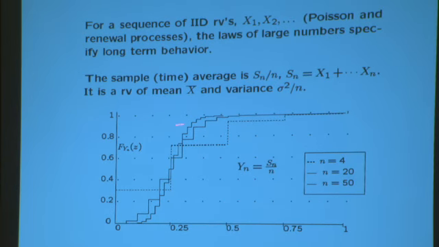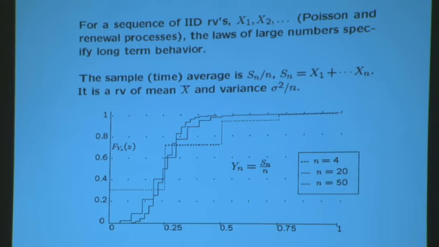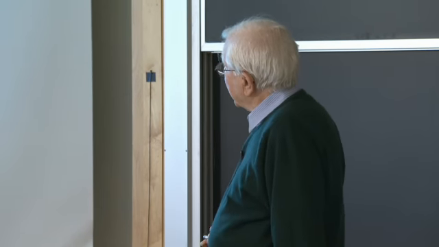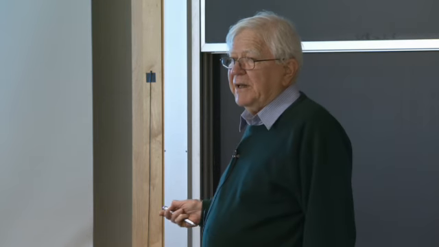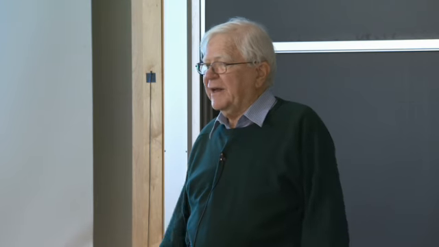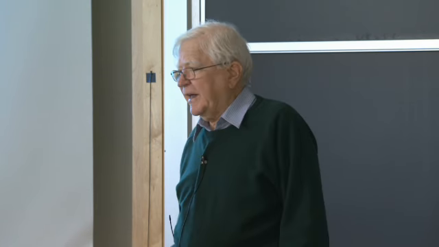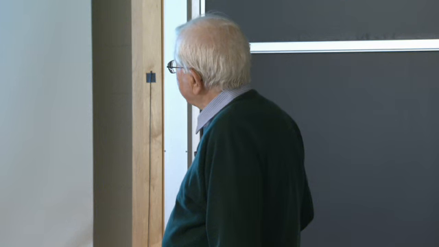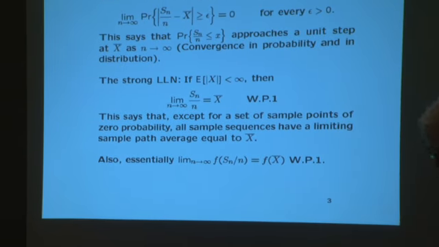And what these laws of large numbers all say, in some sense, is that this distribution function gets crunched in towards an impulse at the mean, and then they say other more specialized things about how this happens, about sample paths and all of that. But the idea is that this distribution function is heading towards a unit impulse.